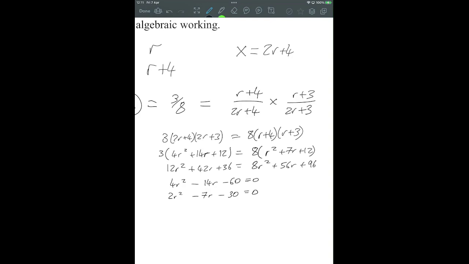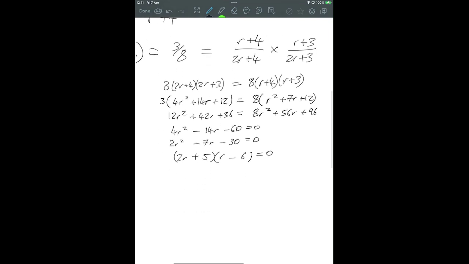Now, can I factorise that without too much bother? I think I can. I've noticed that I can get the 7 from 12 and 5. Well, I can get the 12 from 2r times 6 and the 5 from 5 times 1. I need to make the 12 negative and the 5 positive there. Once again, if you're not 100% comfortable with factorising, because that is not an easy factorisation to do quickly, use the formula or use the split the middle method. That gives me two solutions, r equals negative 5 over 2 or r equals 6.